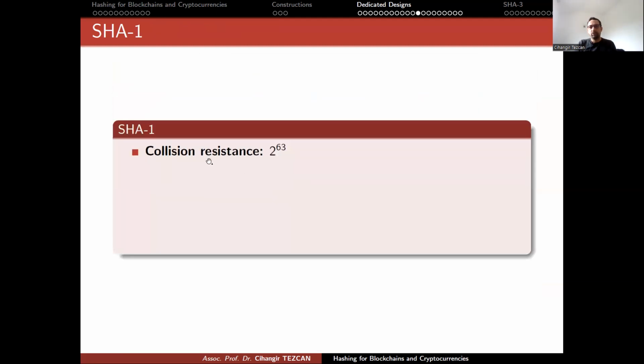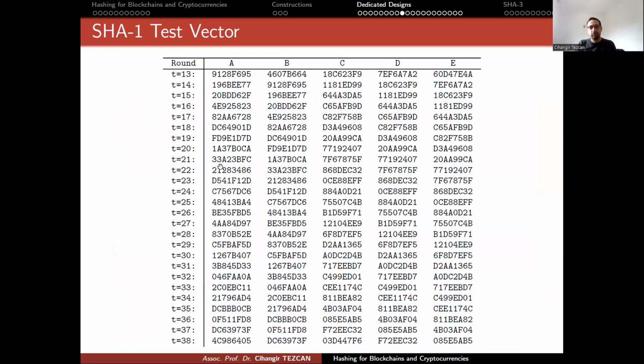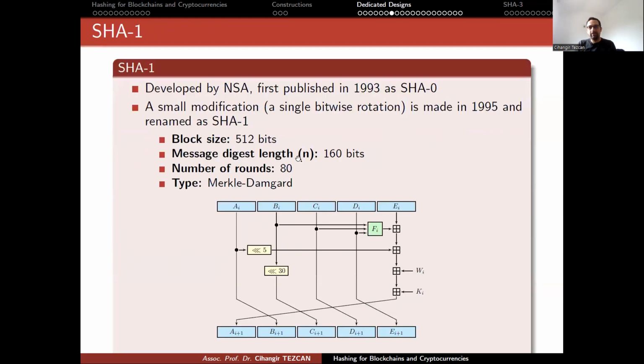So let's go back to this part. We said that the message digest length is 160 bits for SHA1. So for pre-image resistance and second pre-image resistance, brute force attacks would require 2 to the 160 operations. But for collision, we need 2 to the 80 operations, right?